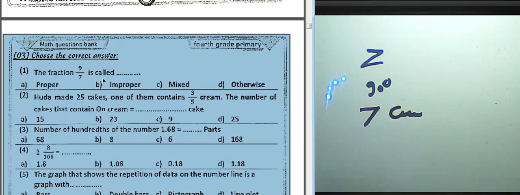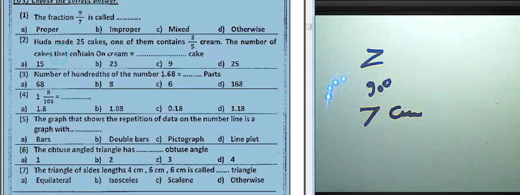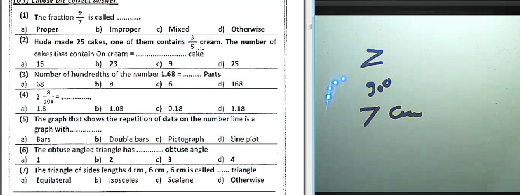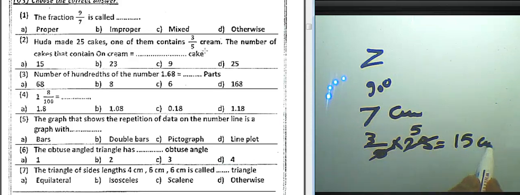The fraction 9/7 is called improper because the numerator is greater than the denominator. Huda made 25 cakes. Each of them contains 3/5 cream. The number of cakes that contain cream is 3/5 multiplied by 25. The result will be what? 25 divided by 5 equals 5, and 3 times 5 equals 15. Sorry, not centimeter, the cakes. 15 cakes.